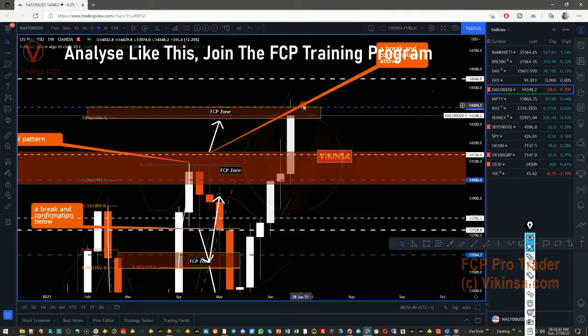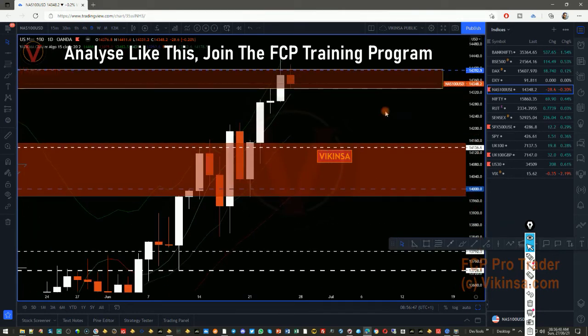into this, and because this is right now in the FCP zone, I'm looking for a little downward move on the shorter time frame, and this is what has happened. The market started to go down after going into this FCP zone. That's the kind of accuracy that we have on the FCP zone.